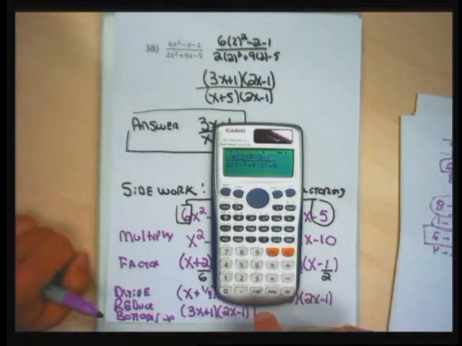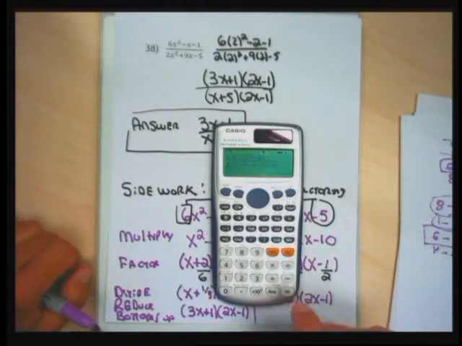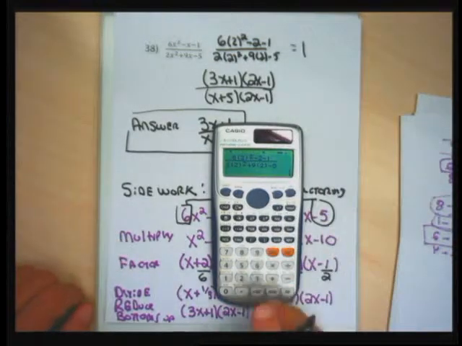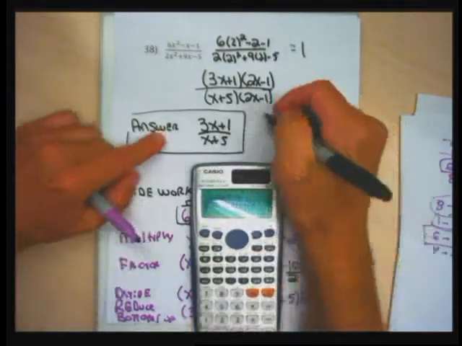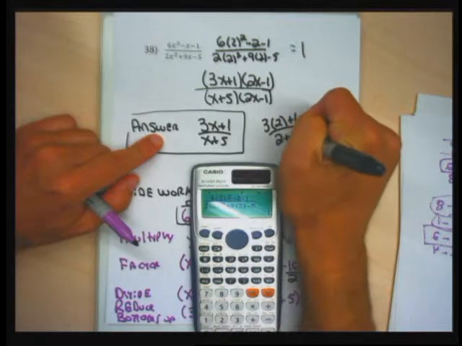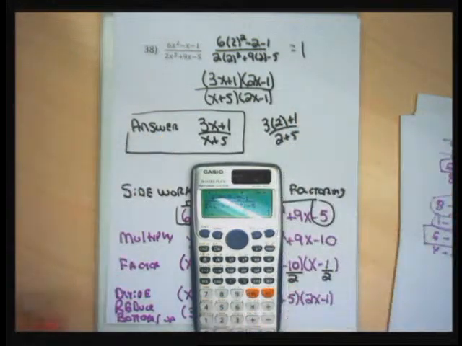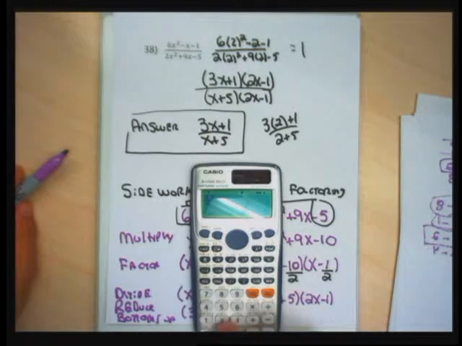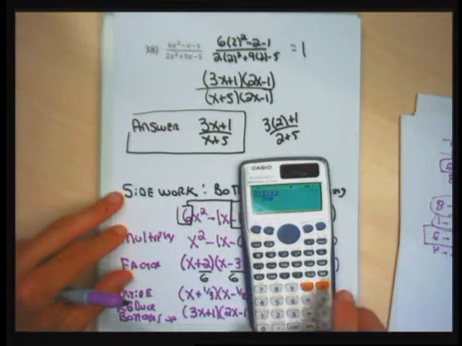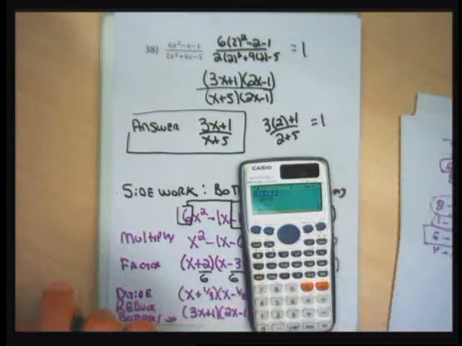Double check that to make sure I'm not messing up. That looks like I get 1 when I plug in 2 for x. Let me do it to my answer. If I do 3 times 2 plus 1 over 2 plus 5, I better get 1, otherwise my answer is not correct. So fraction 3 parentheses 2 plus 1 over 2 plus 5. So plugging in 2 to my answer, I also get 1. So I believe my answer is correct.